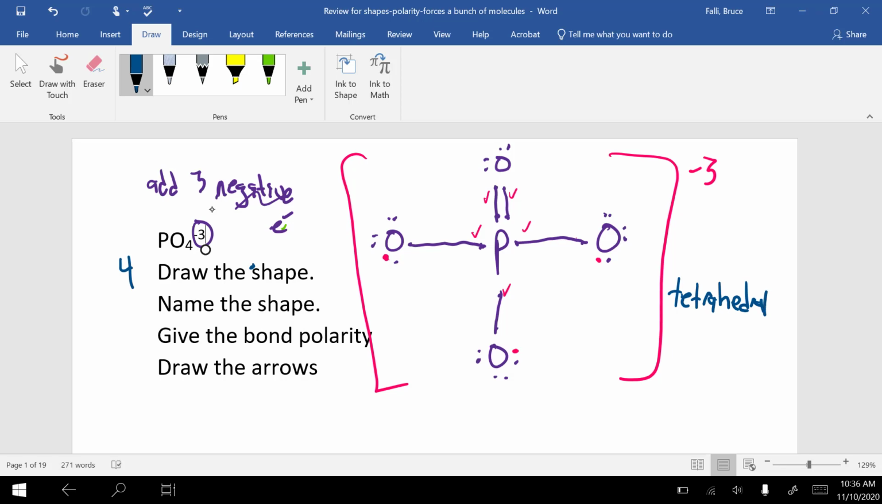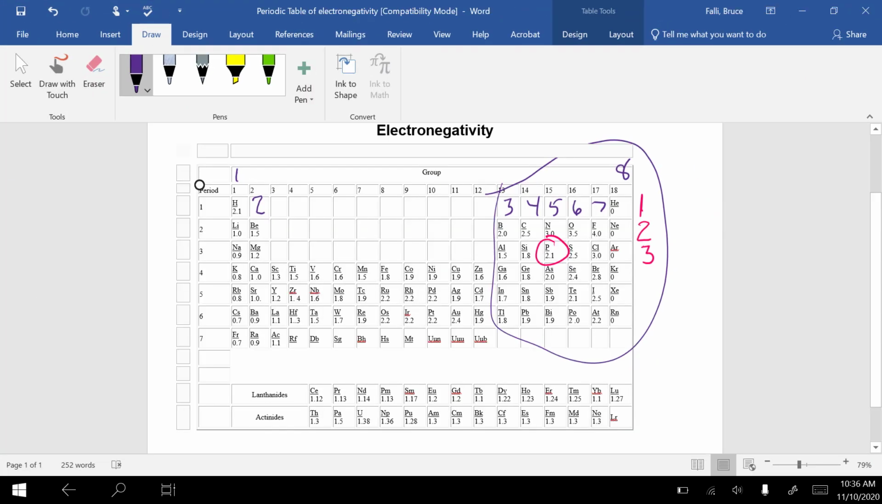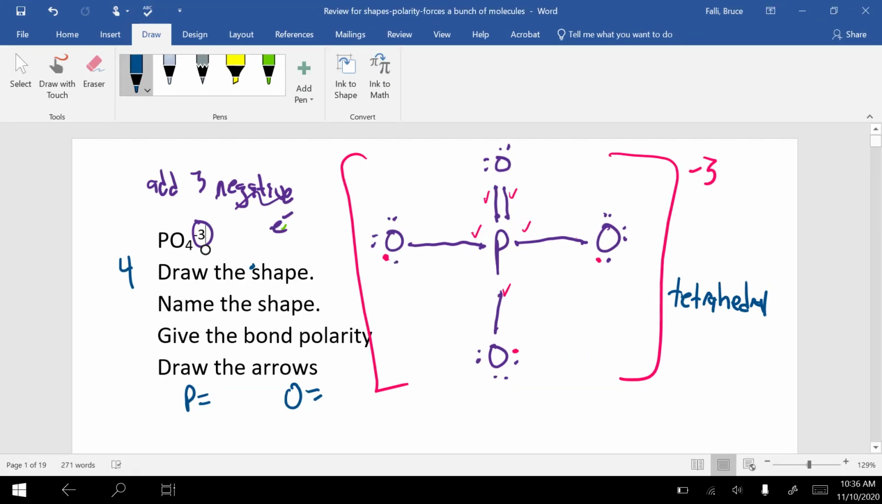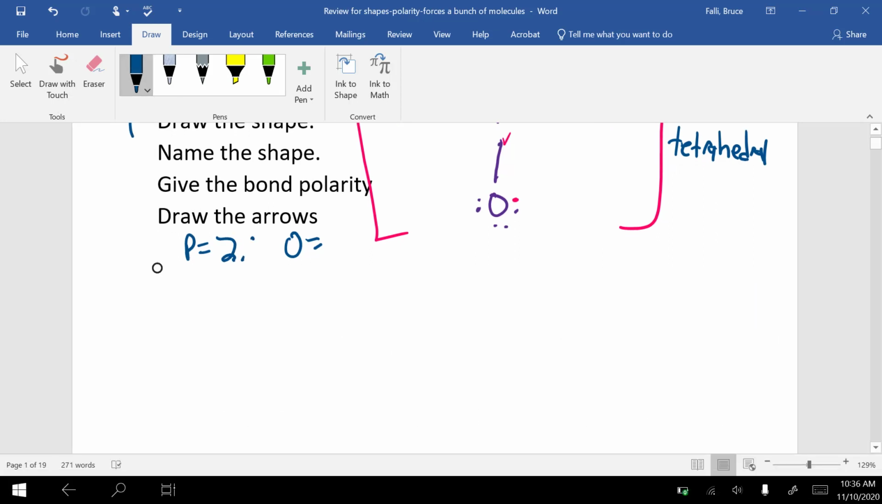Now I've got to give the bond polarity of each one. That means I've got to look at phosphorus's electronegativity and oxygen's electronegativity. Phosphorus's electronegativity is 2.1, oxygen is 3.5. If I subtract those, it equals 1.4, which is polar.